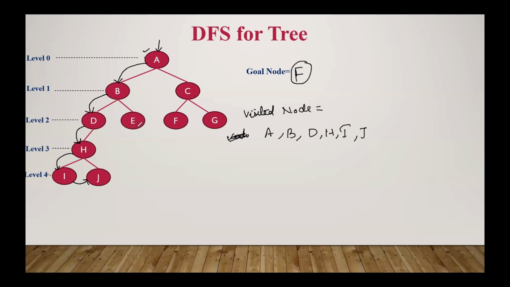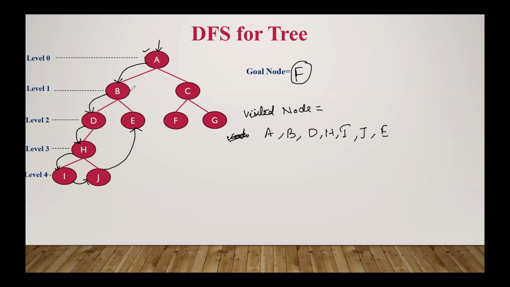So if a sibling is present, what happens now? J goes back to H. So now is E the goal node? No, F is the goal node. Then what happens? E does not have any children. Its sibling is also visited. No unvisited sibling. Then what happens? Go back to the parents, A, B.